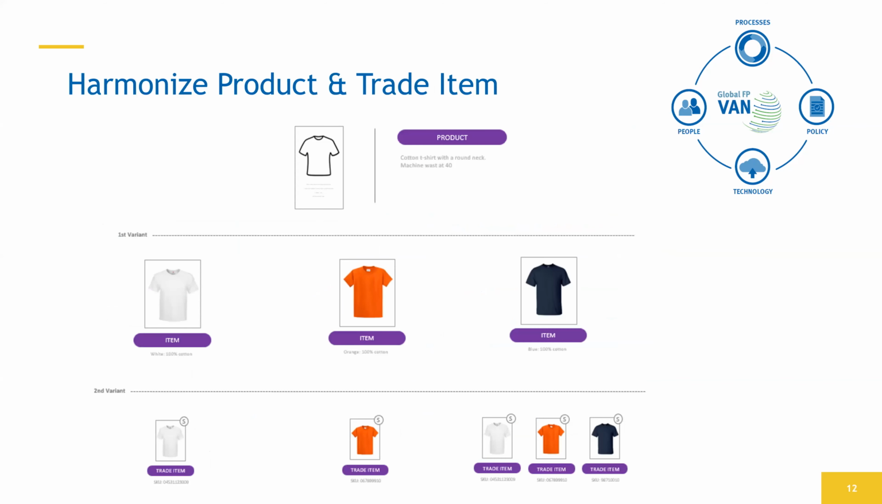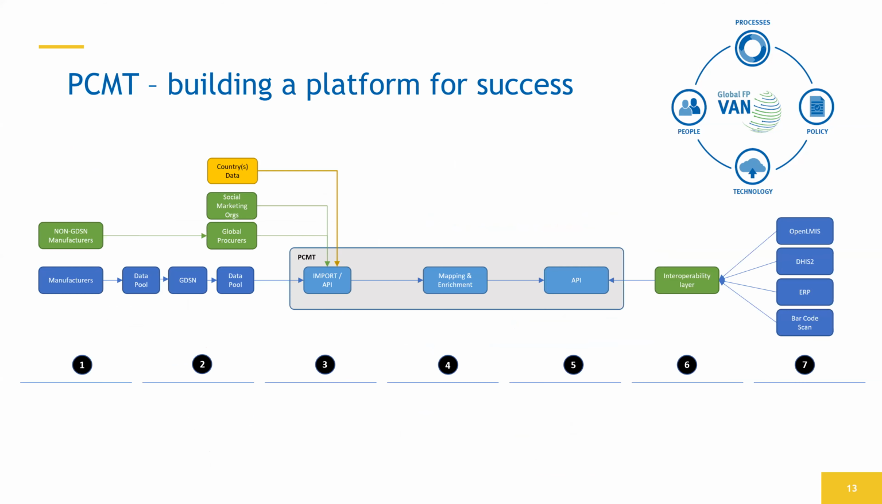We've been looking at this. I'm not going to spend a lot of time on harmonizing product and trade items, so I'm going to skip over this. We looked at PCMT and this opportunity to move past spreadsheets and creating an opportunity to pull in data, not just from our global procurers, but also from our GDSN, GS1 partners. This is a strong movement that's going forward. We think it's going to have a lot of opportunity for everybody in the space.